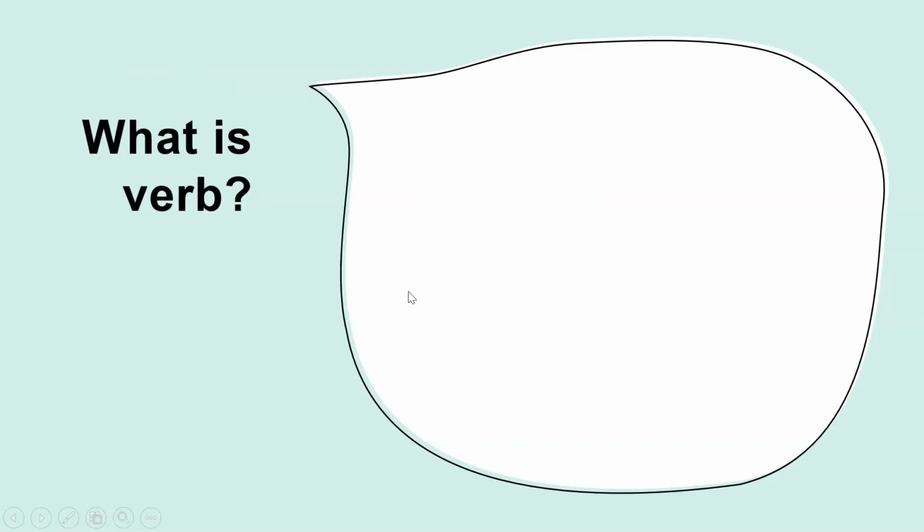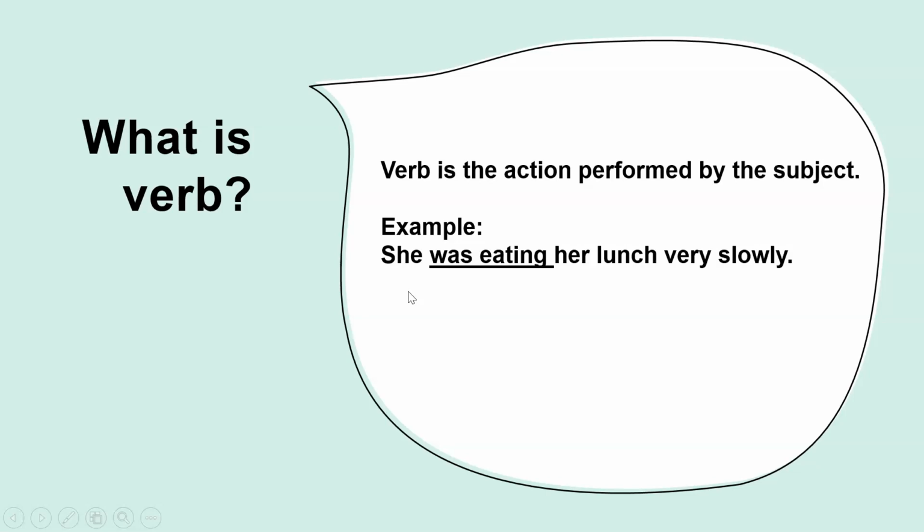What is a verb? Verb is the action performed by the subject. Example, she was eating her lunch very slowly. Now what was the action happening? Eating, was eating.